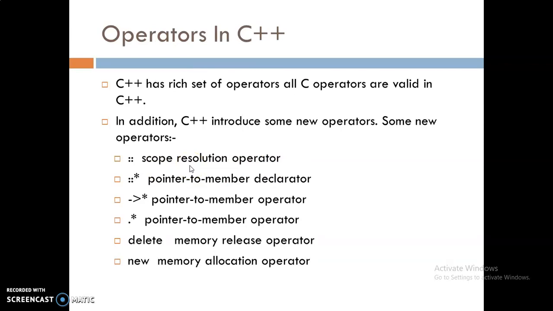Operators in C++, as I said, are a rich set of built-in operators. You will see a large number of operators that are part of C++. In addition to C, C++ introduces some new operators, like the scope resolution operator, the delete memory release operator, and the new memory allocation operator. There are other operators like pointer to member declarator and pointer to member operators. We will see the scope resolution operator, delete and new operator in brief.